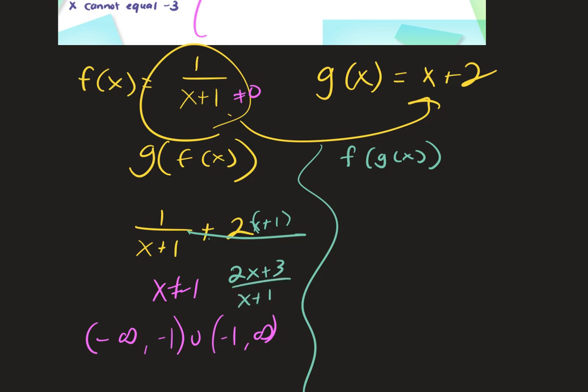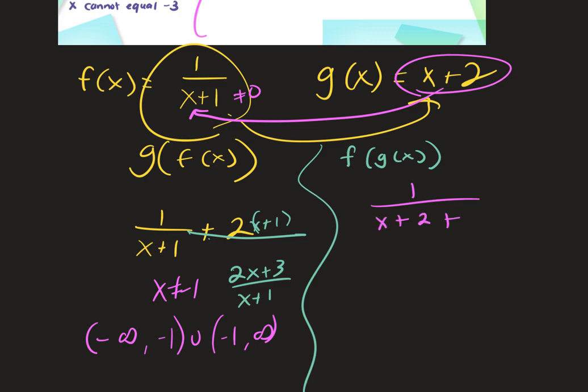Yep. All right, so now do the reverse, right? Take the g and plug it into the f. And I end up with 1 over x plus 2 plus 1. And my answer would be 1 over x plus 3. That's the composite function, right? Now think about your domain.